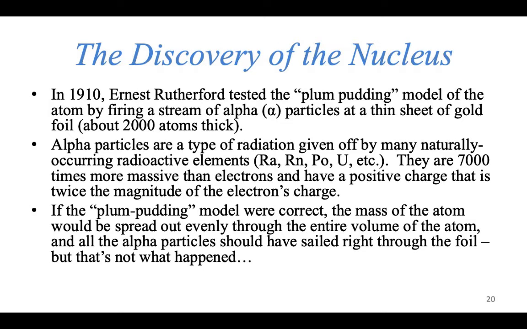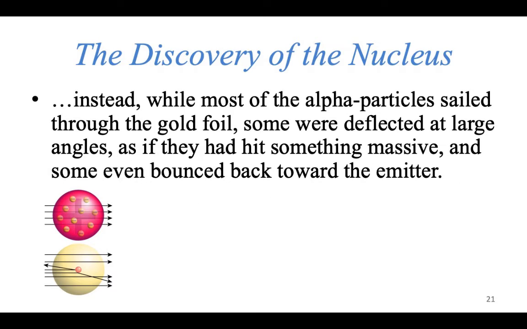In 1910, Ernest Rutherford decided to test the plum pudding model by firing radioactive alpha particles at a very thin sheet of gold metal. Rutherford expected the alpha particles to pass straight through the gold with little or no deflection. What happened blew their minds.